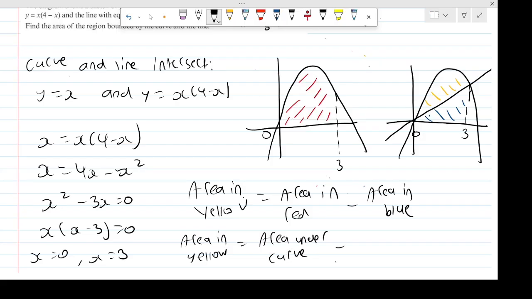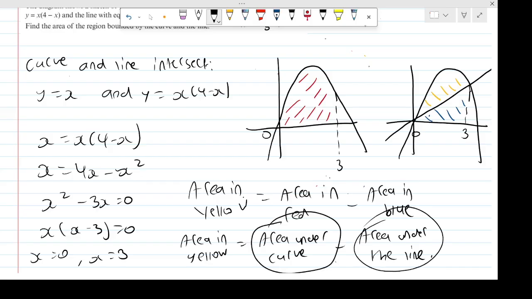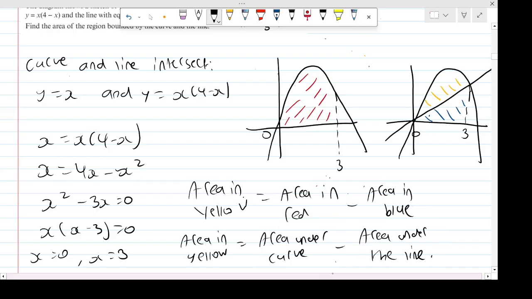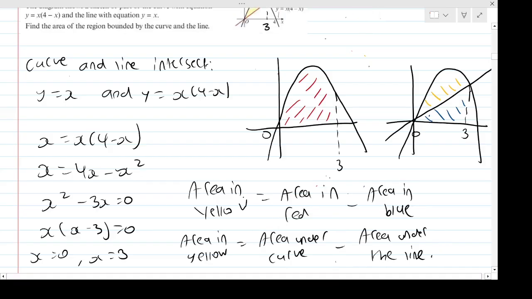And then I'm going to take away the area in blue. Hopefully you recognise the area in blue is just under the straight line. So it's area under line. Basically what we need to do is work out these two quantities: the area under the curve and the area under the line. We do have the tools to work that out.